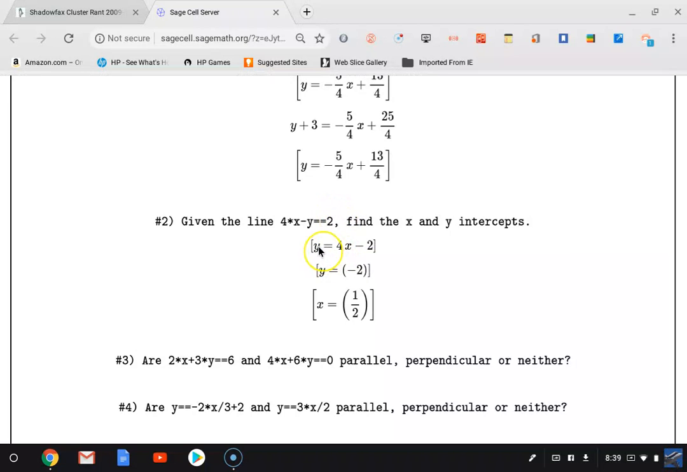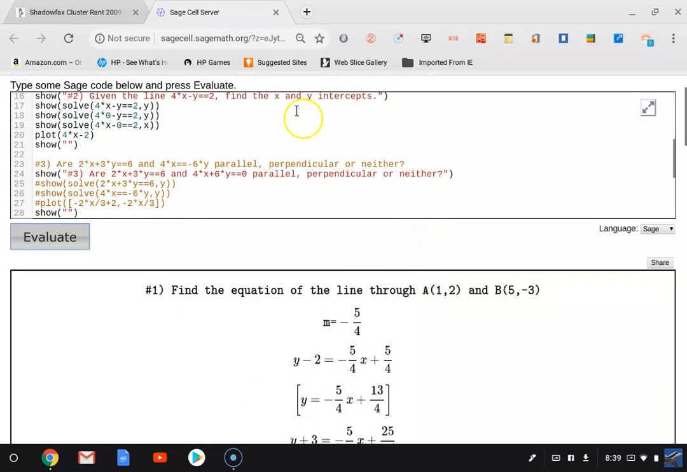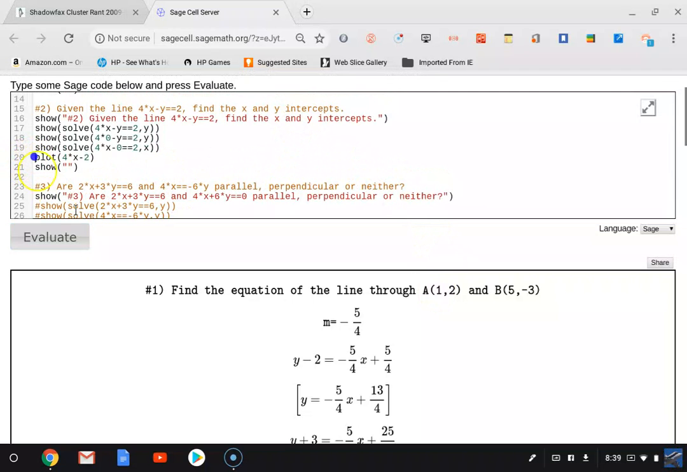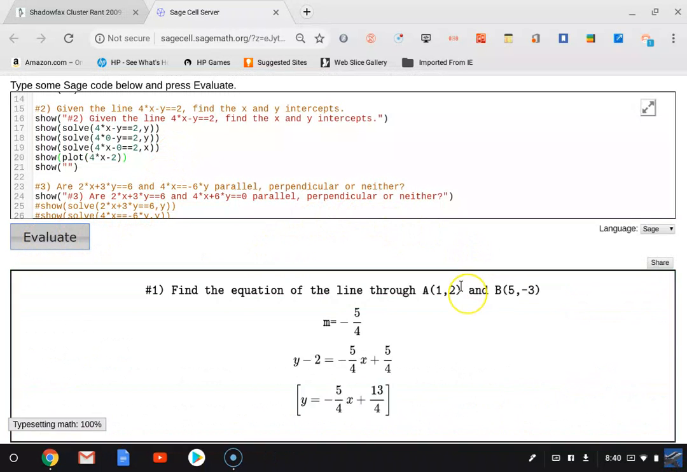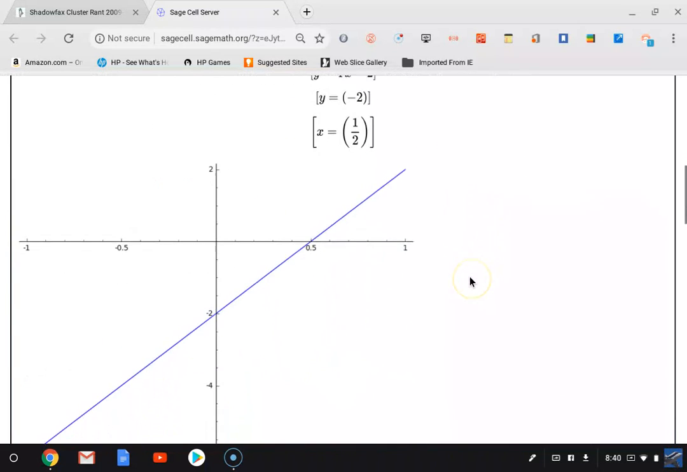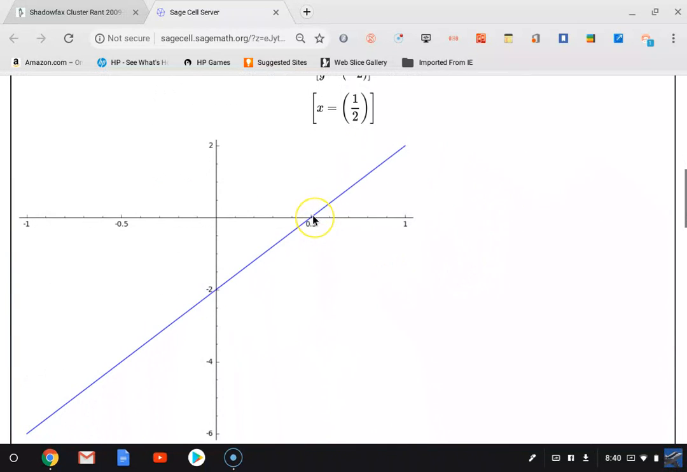Now, you could have done that in your head, set y equal to 0, solve for x, add 2. You get 2 equals 4x divided by 4. You get a half, yeah. So when you graph it, it's going to hit the x-axis at 1/2 and the y-axis at -2. So let's show that. And there it is. So it hits the x-axis at 1/2 and the y-axis at -2.